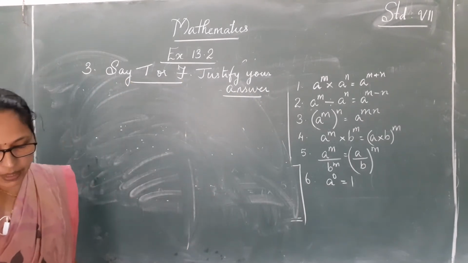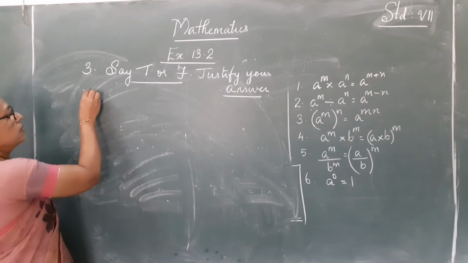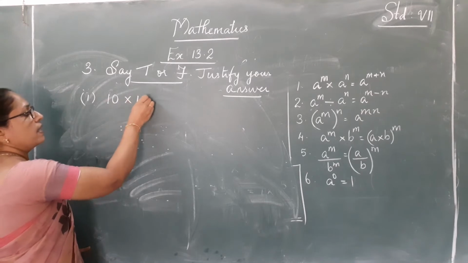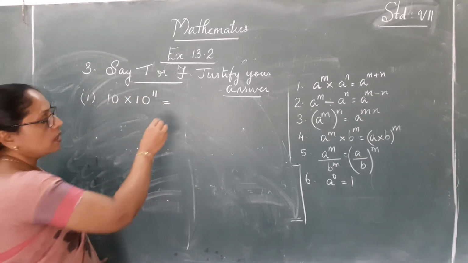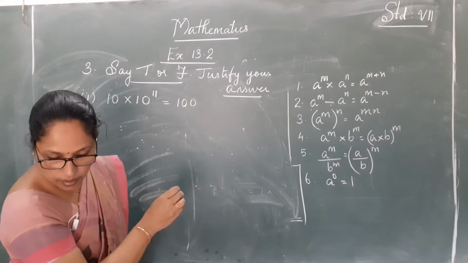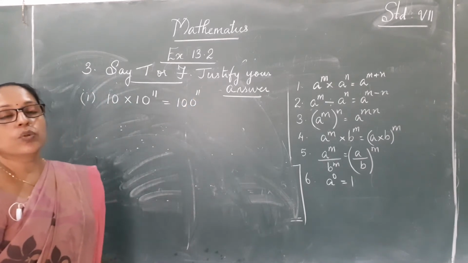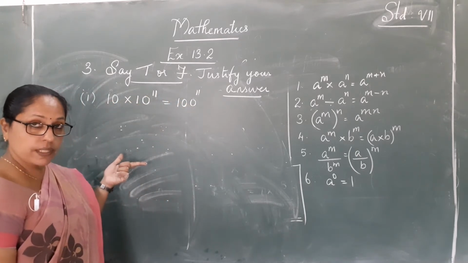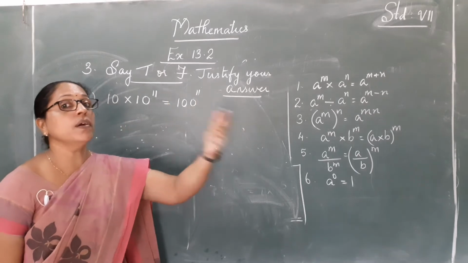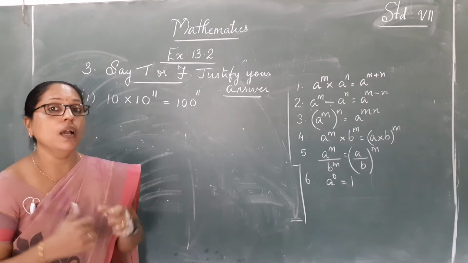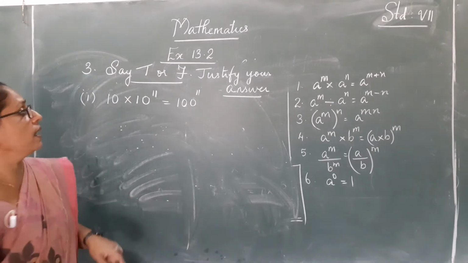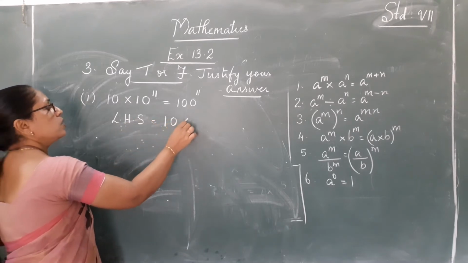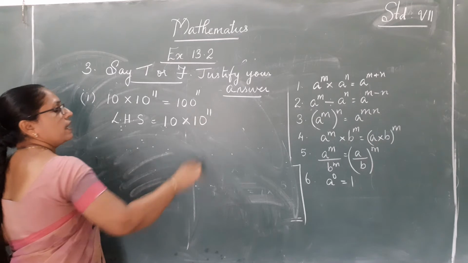Okay, question number 1, first part: 10 into 10 raised to 11 is equal to 100 raised to 11. So we have to show true or false. We first take the LHS, and then we will see if it is equal to the RHS. That's the way we show it is equal, and then we can say it is true or false. What is our left hand side? LHS is 10 into 10 raised to 11.